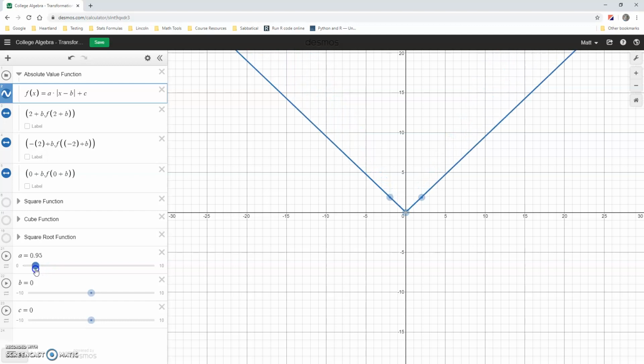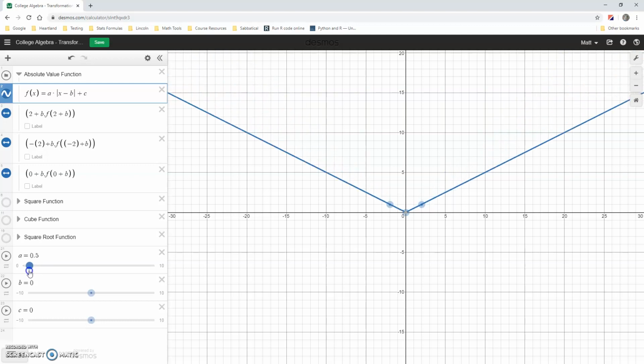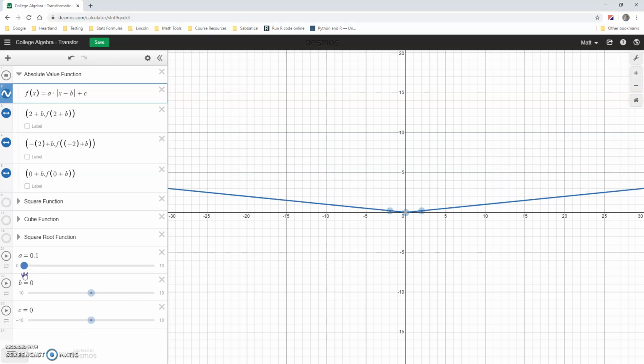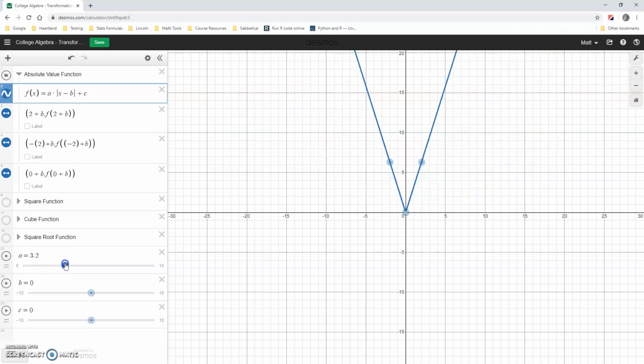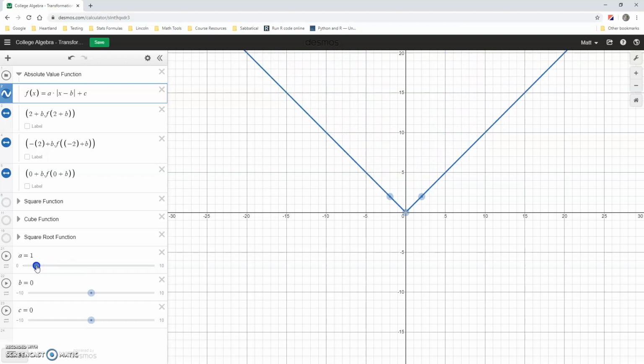If we come back to a value of 1, where we started, and start looking at what happens as a gets smaller, so between 1 and 0, what we see is those points start getting compressed down towards the x-axis, which makes that absolute value function open wider and wider. So as a is smaller, our absolute value function gets wider because those points are getting compressed down. As a gets larger, those points are being stretched up in the vertical direction, making our graph steeper, or making the opening narrower. Now let's get that back to that starting point.